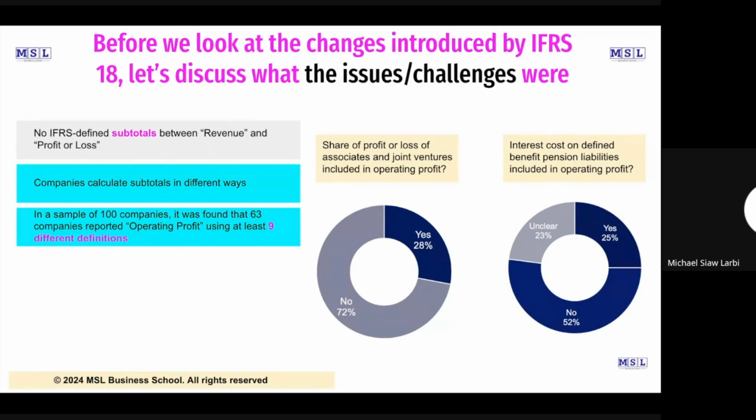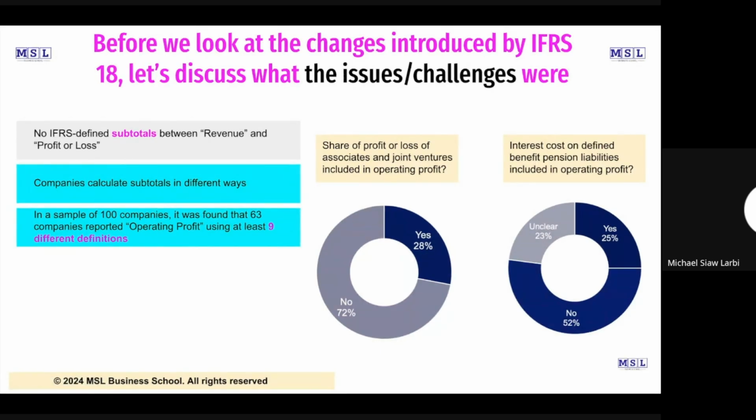Also, let's go to IAS 19 on employee benefits. So there are some elements that go to P&L, right? One of them is interest cost on defined benefit pension obligations, right? So some also included them in operating profit, some did not. So 25% said yes, 52% said no, 23% were not sure where to put it. So it depended on how they felt in a particular year. Once again, comparability was an issue.